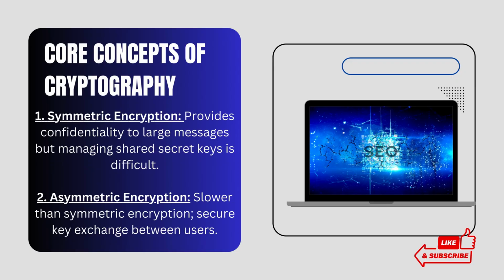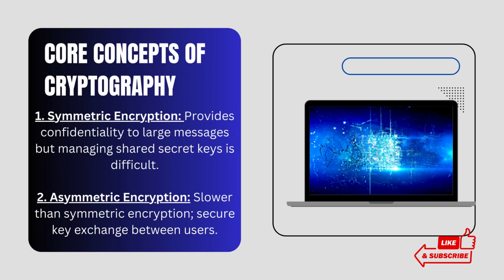Cryptography is the science behind secure communication, and to truly understand encryption, you need to grasp a few key building blocks. Let's break them down. 1. Symmetric encryption. This method uses the same key to encrypt and decrypt data. It's fast and great for encrypting large volumes of data. But there's a catch: securely sharing that one secret key between sender and receiver is difficult and risky.